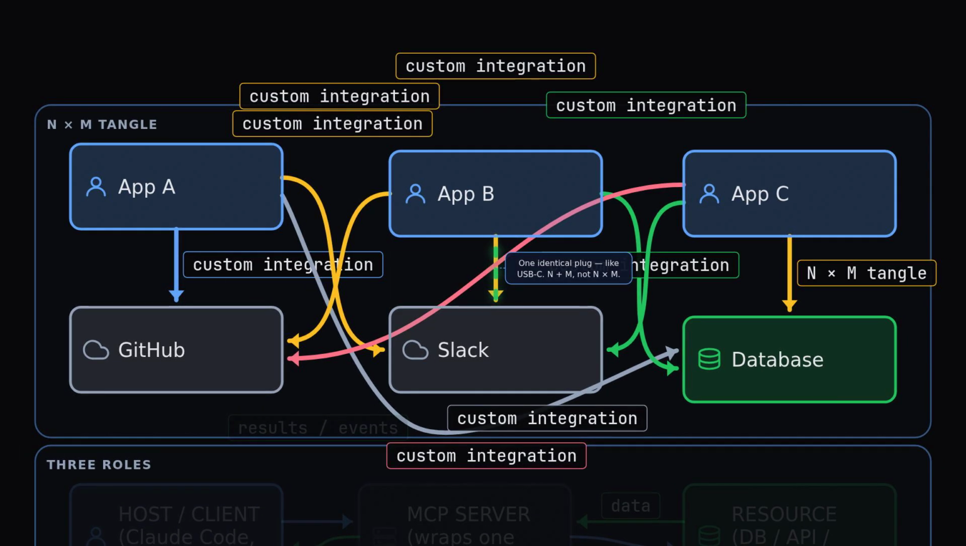MCP collapses the tangle. Every connector morphs into the same shape. Think USB-C. Now apps speak one protocol, tools expose one protocol, and the cost drops from N times M down to N plus M. Build once, reuse everywhere.